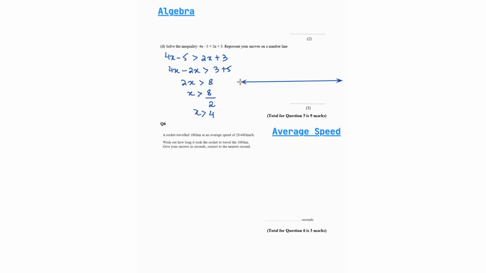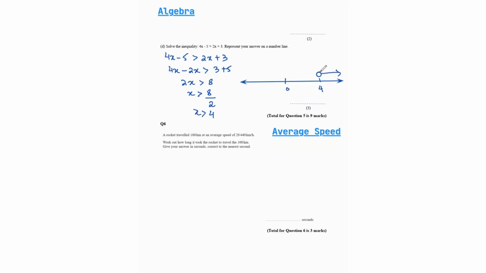So now for the number line, this is 0. So we have 4. So 4 is going to be somewhere over here. It says x is greater than 4. So what we do is we draw a blank dot, a blank circle at 4 and draw an arrow that goes towards the right-hand side.